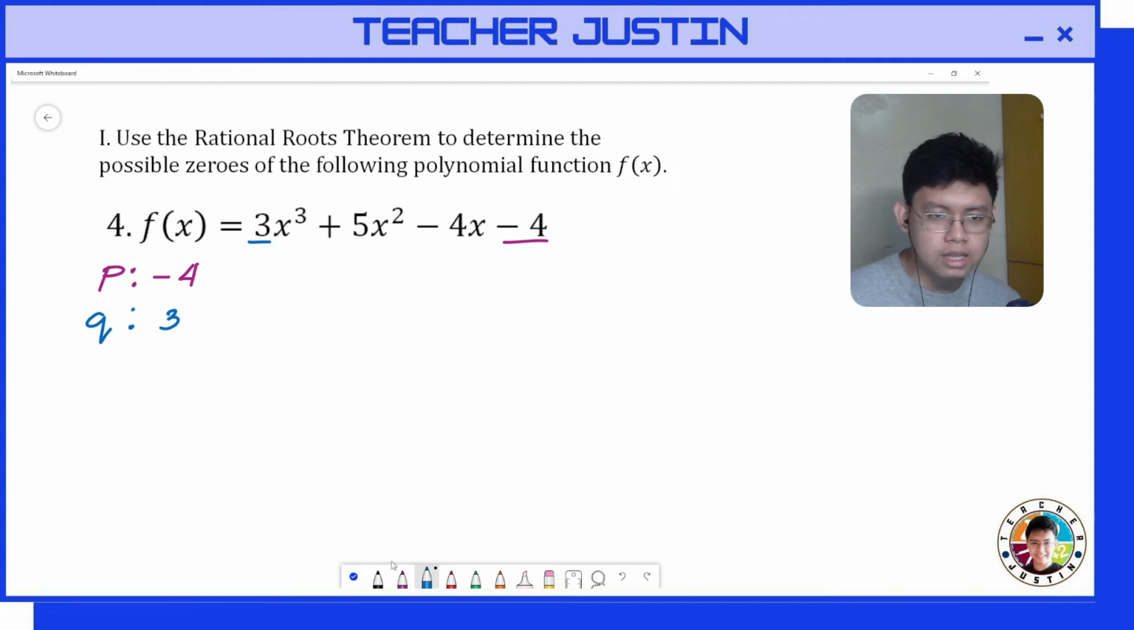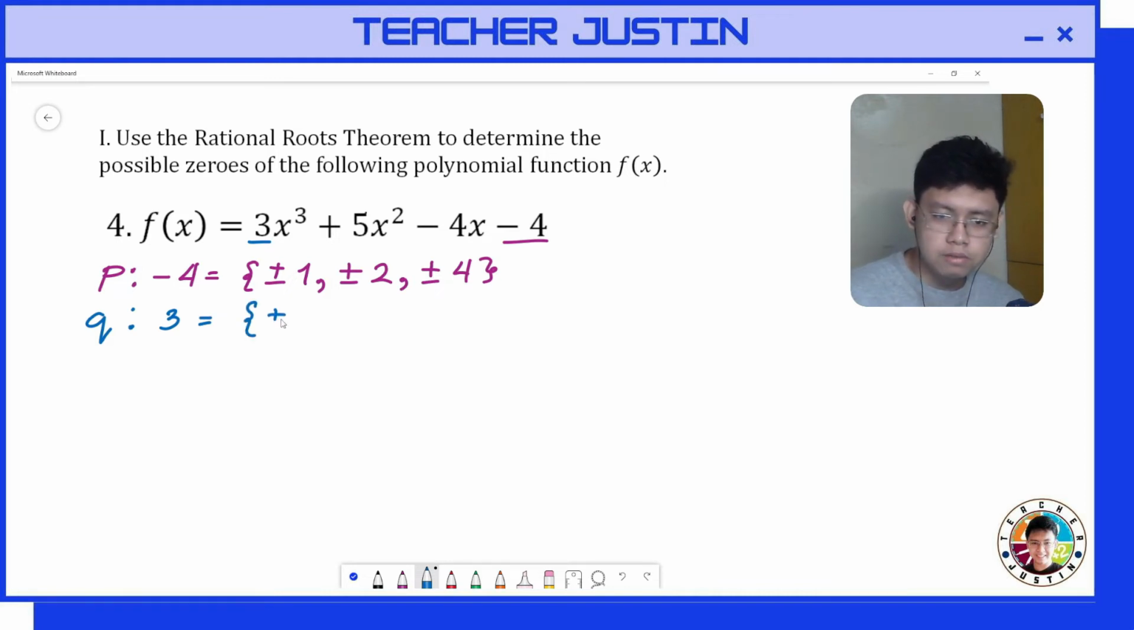Then after getting the p and q, we will get their factors. So for negative 4, the factors of negative 4 are positive negative 1, positive negative 2, and positive negative 4. Okay, next let's find the factors of 3. So we have here positive negative 1 and positive negative 3.